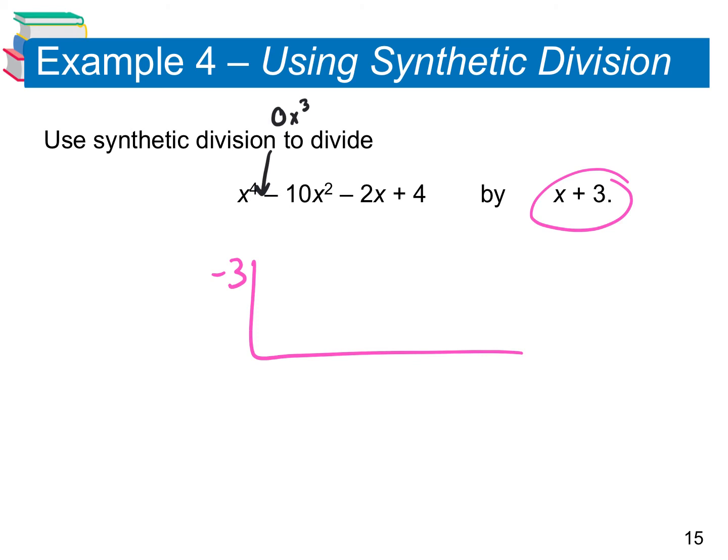Wait, why are you adding a 0x? Because I need all of my degrees. If I start with 4, I need to have x to the 4th power, x cubed, x squared, x, and then a constant. So you have to have all of them represented after the one that you start with. Oh, okay. So you have 1, 0, negative 10, negative 2, and 4. So this just came from my coefficients in my polynomial here.